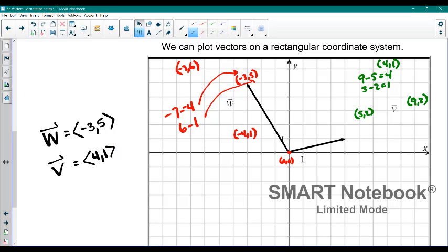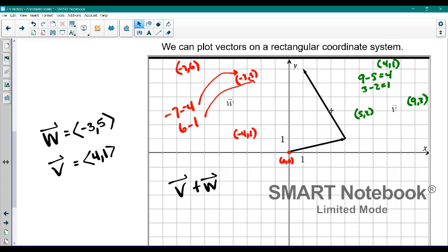Now let's take a look at adding these two vectors. And we're going to do v plus w. Notice what happens when I know their names in standard position. If I move vector w to the end of vector v, as we have seen, and draw its resultant vector, we notice that it has an initial point at the origin, which it always will if we're dealing with a vector that starts in standard position.